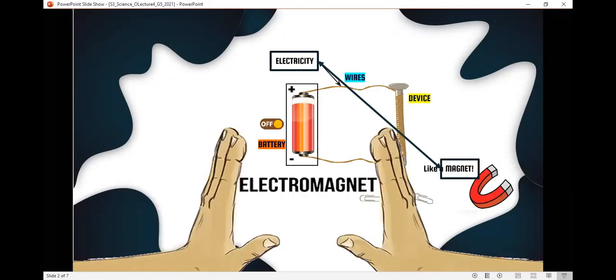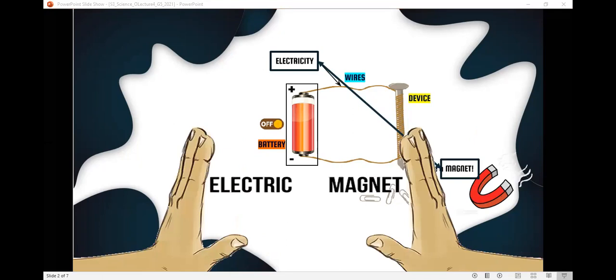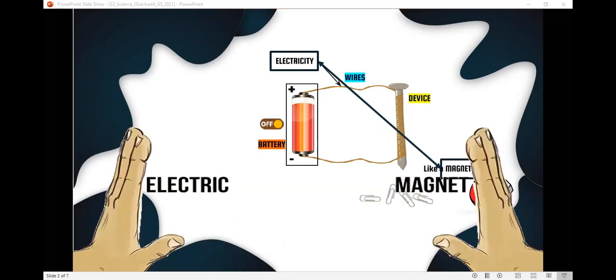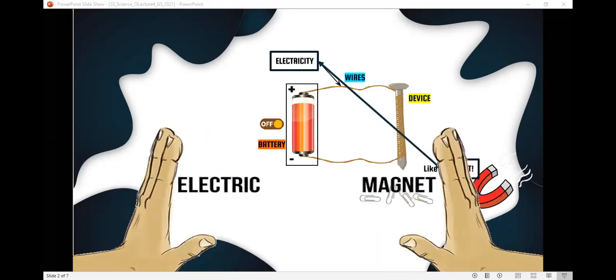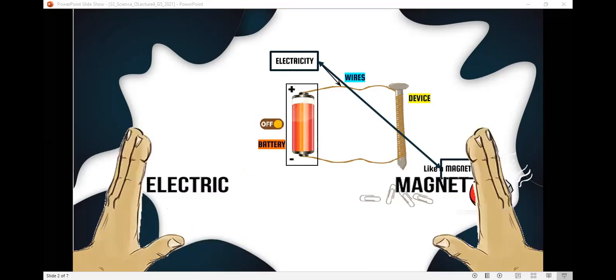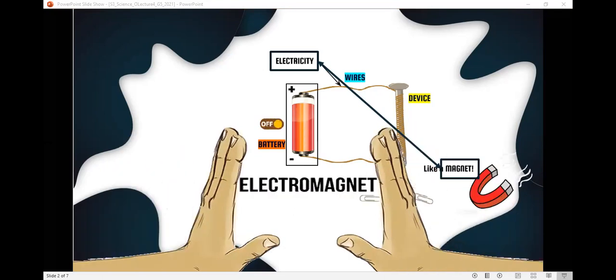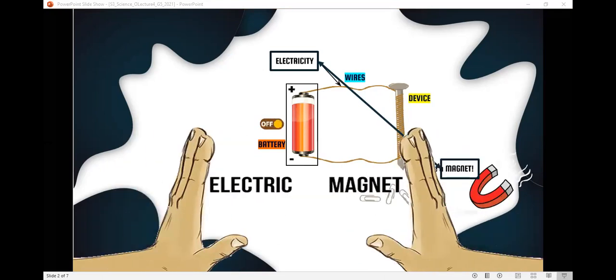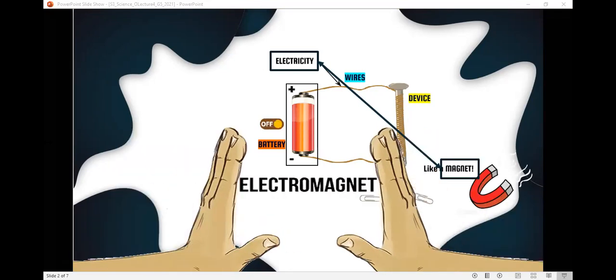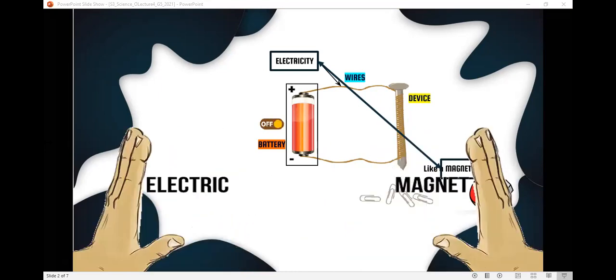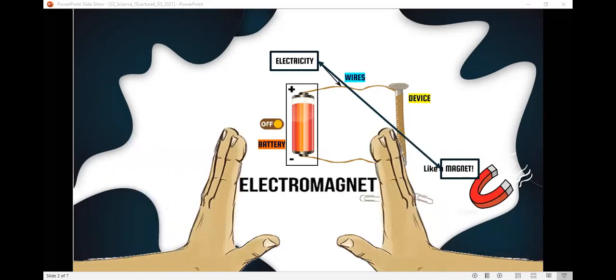Say it with me. Electromagnet. This is a magnet that works using the power of electricity. It's not a normal magnet, like the ones we play with, the normal ones that always attract metals. No, this is an electromagnet and not a normal magnet.